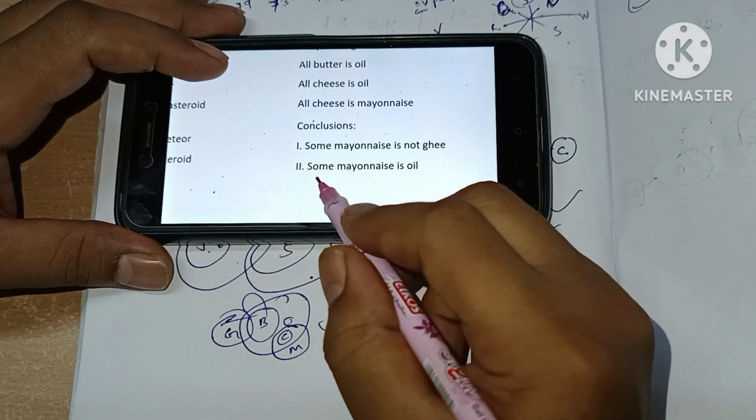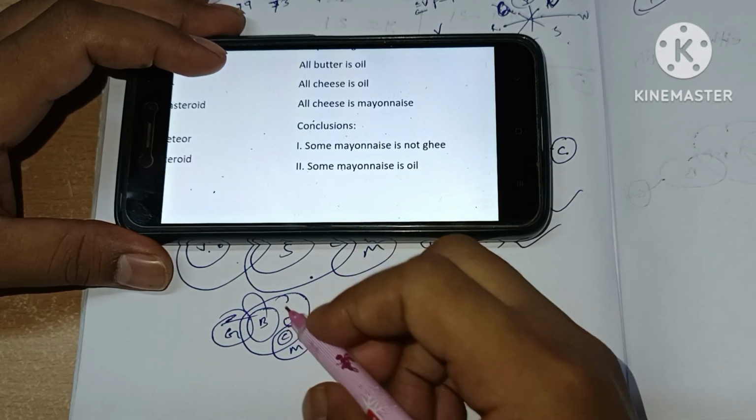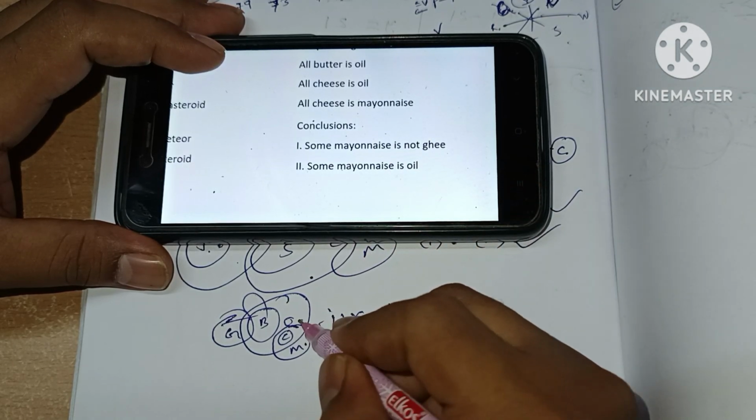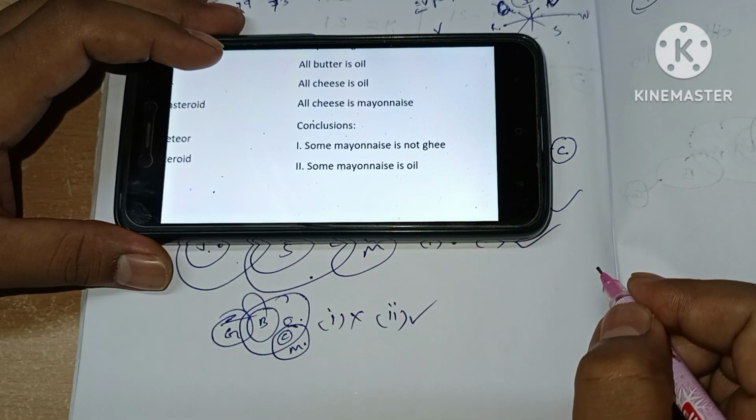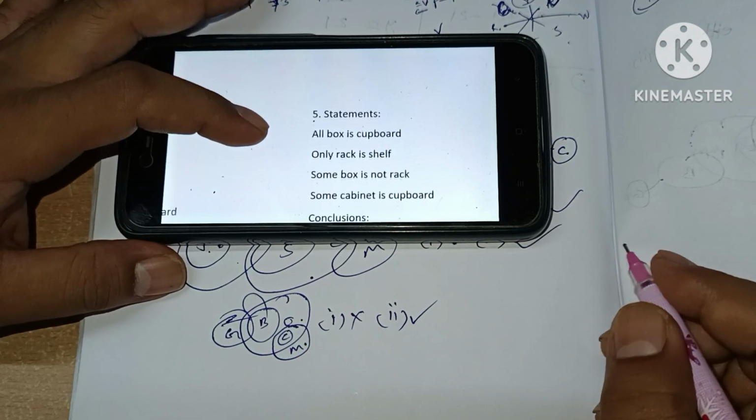Second conclusion. Some mayonnaise is oil. Here mayonnaise and oil are sharing some part. So it is true. Next, fifth question.